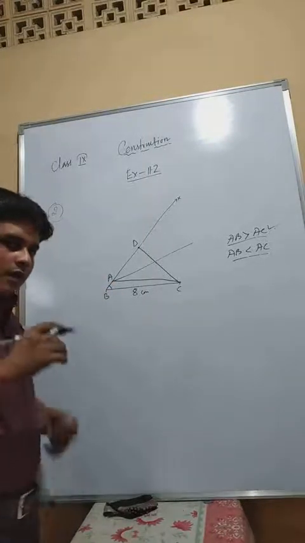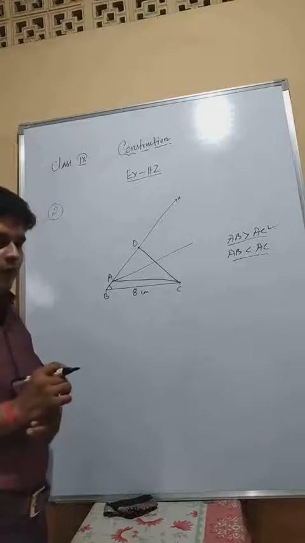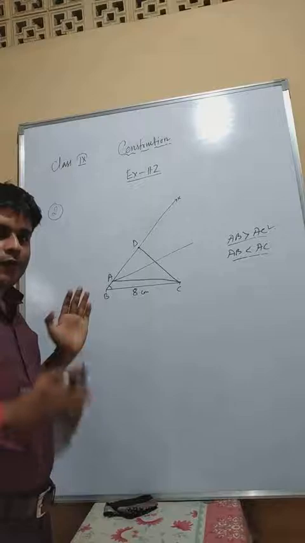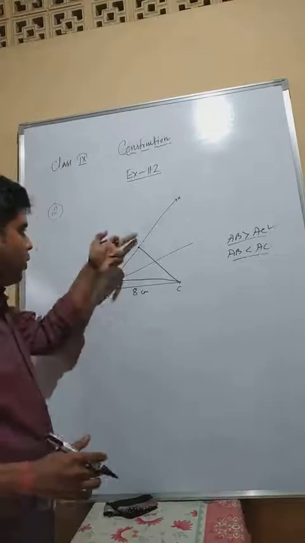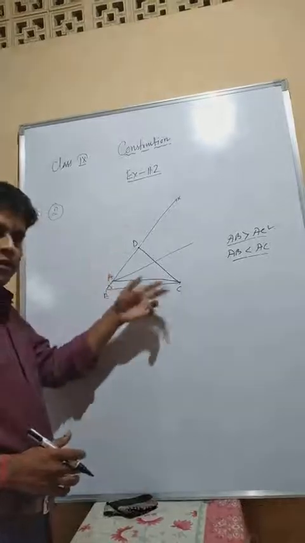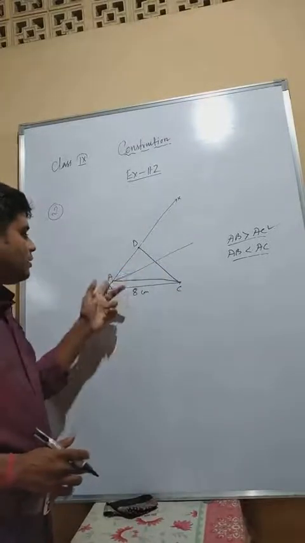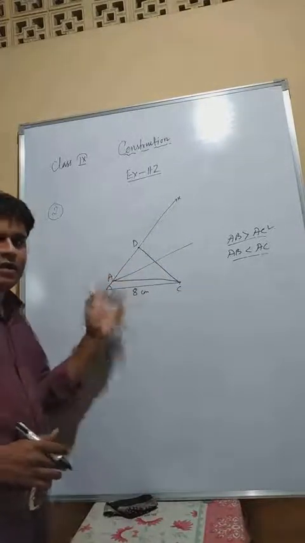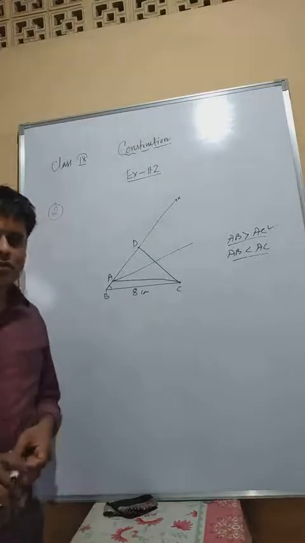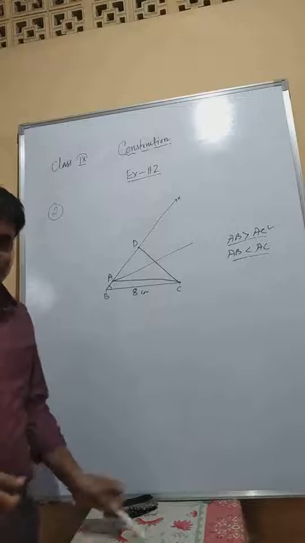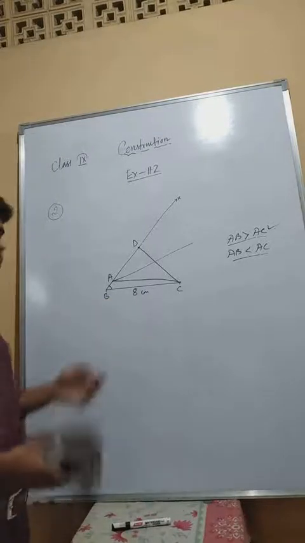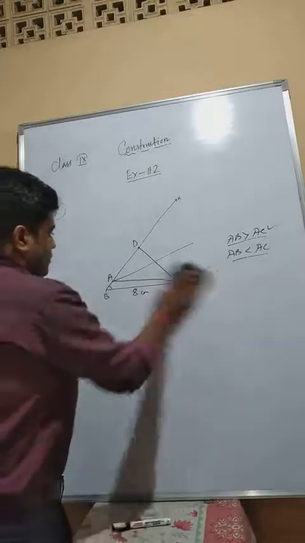Okay, so I think you got the point of how to draw. First the base, then the angle, then you have to take one point. For the difference case, either the D point is here or the D point is on that side. Then join CD, draw the perpendicular bisector of CD, it will intersect, then join it. Finish. So these are the two cases, and you can write the steps of construction. Don't think like this way, the steps of construction you should write.